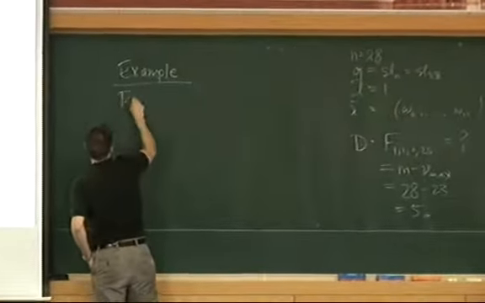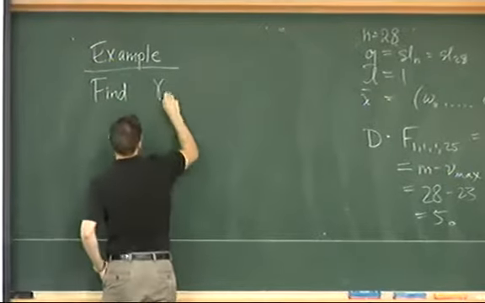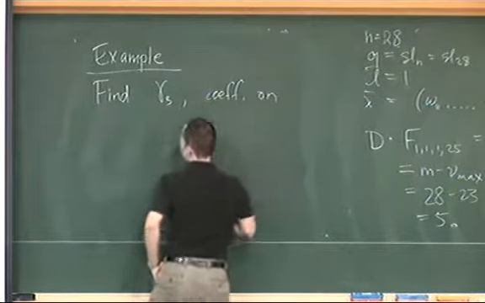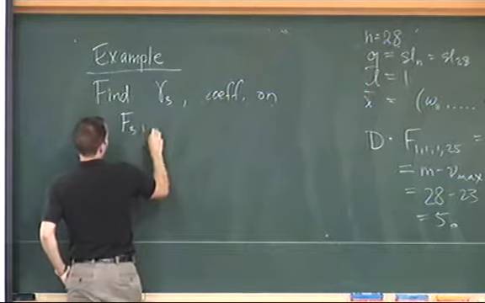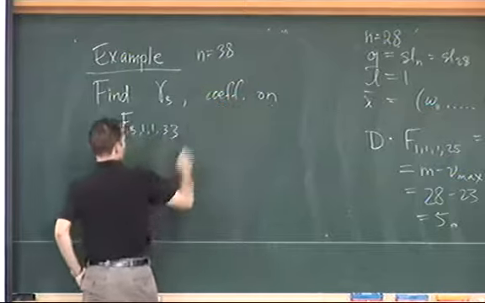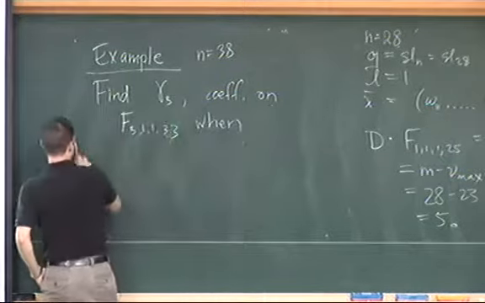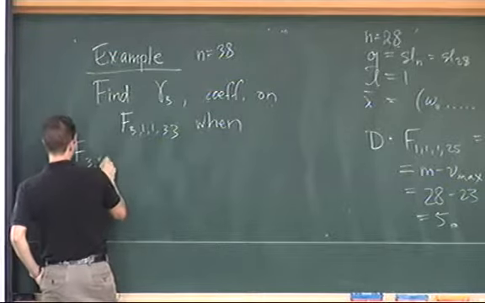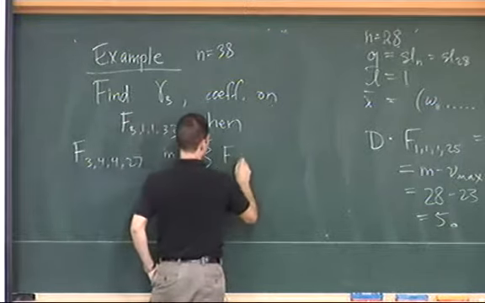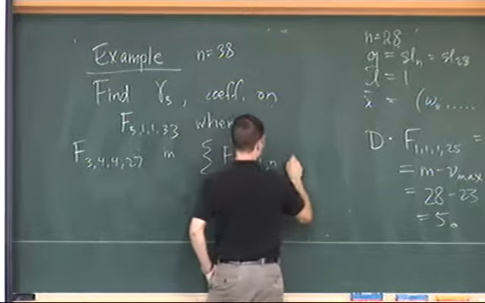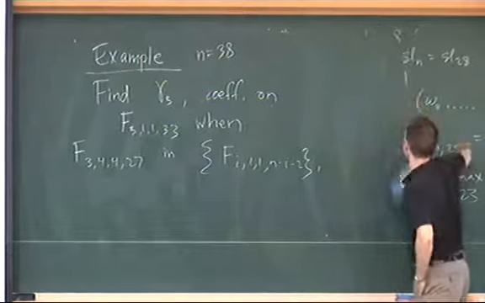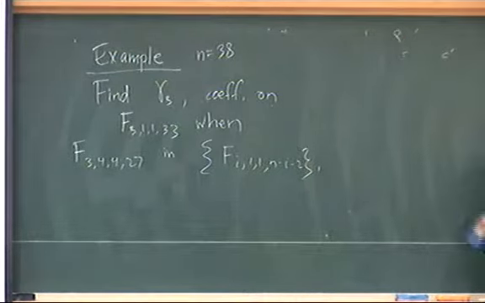Let's find the coefficient that I'll call gamma_3. So this is the coefficient on F_{3,1,1,33}. So here I fixed n equals 38, when I write the curve F_{3,4,4,27} in this basis. Okay, so again, everything can be boiled down into some nice piecewise linear functions.